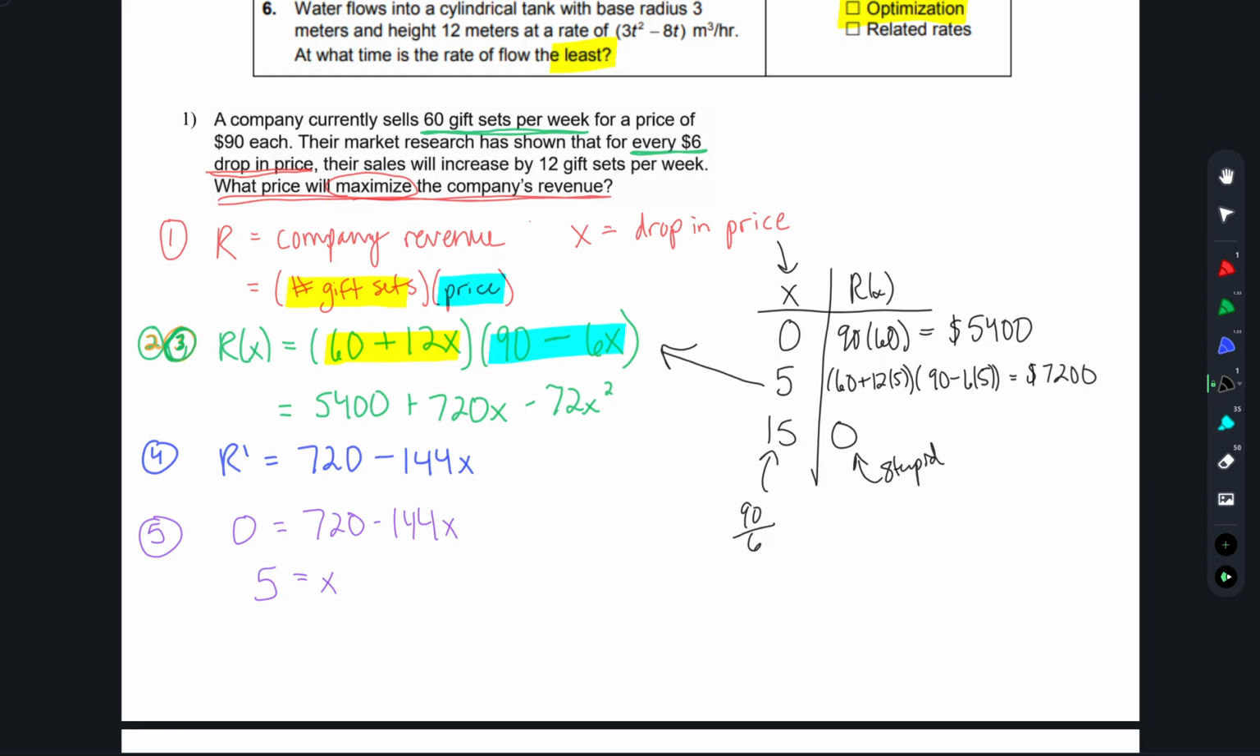So for this type of question, I would just make sure to check this endpoint, because this could actually be where you make the most revenue. So that's the most revenue.